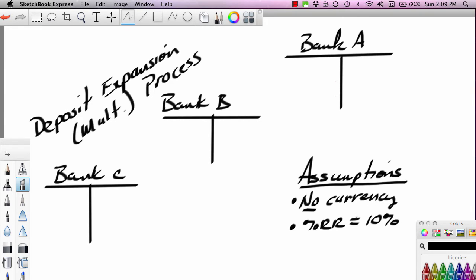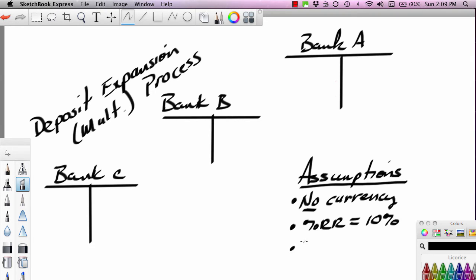It is currently 10%, though it's not actually 10% on all deposits legally. But I'm going to assume it's 10% on all deposits. And I'll show you what that means in a minute. But what it's going to result in is banks have to hold a minimum amount of reserves against their deposits. Okay? So no currency. The percentage reserve ratio is 10%.